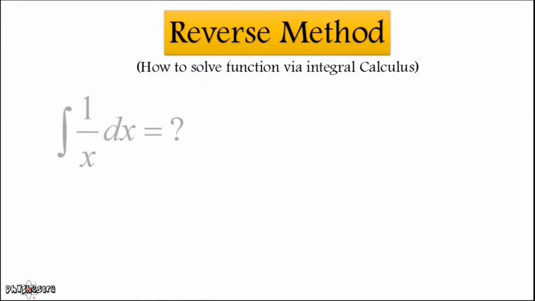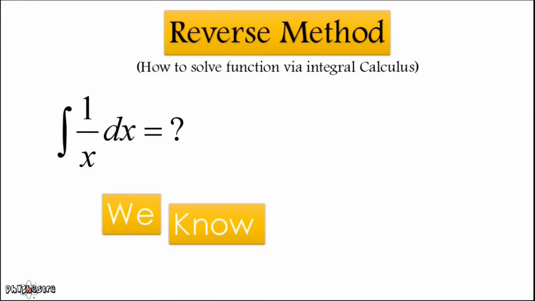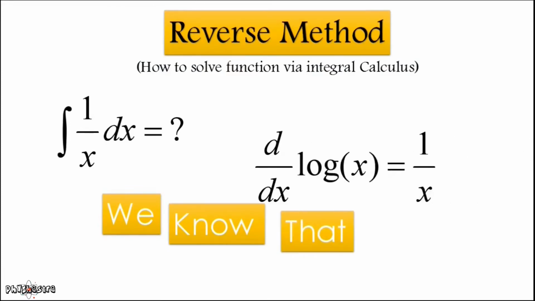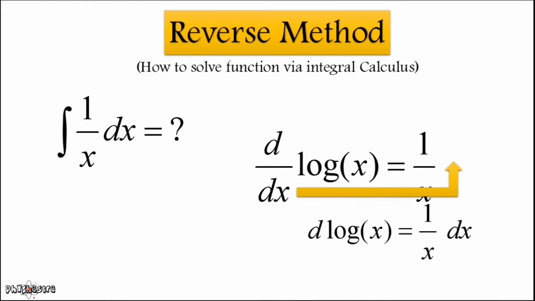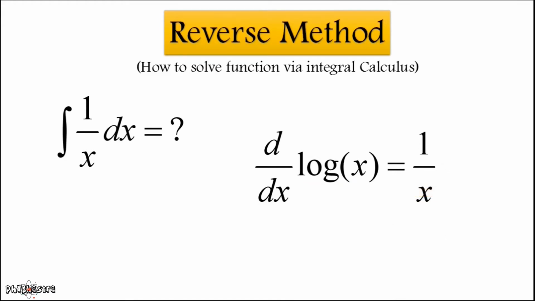So you saw that we cannot use the regular method for this function, therefore we use a trick. We know that the derivative of log x is 1 divided by x. As we have done previously, we shift the dx from LHS to RHS, and the small d will transfer to RHS as the sloppy S sign of integration, plus c.